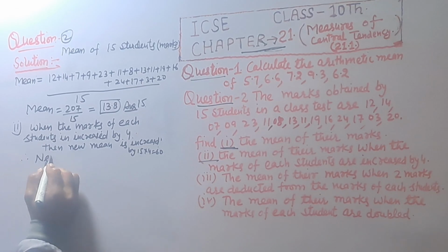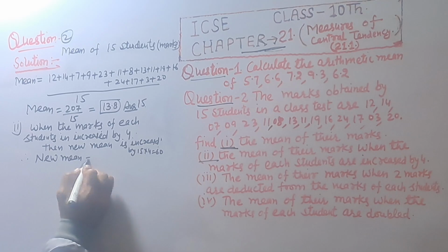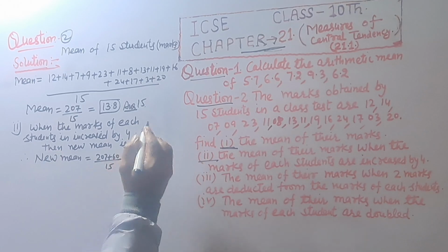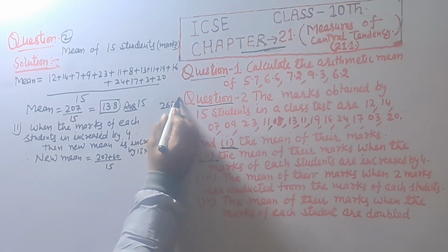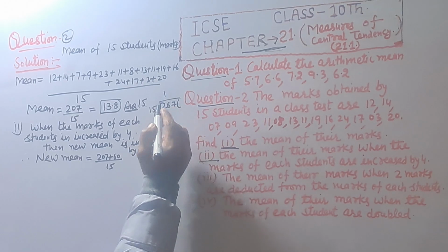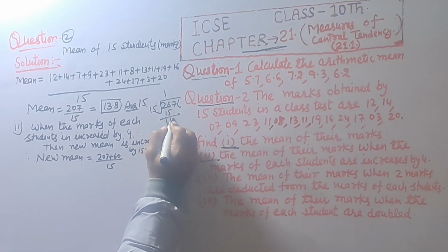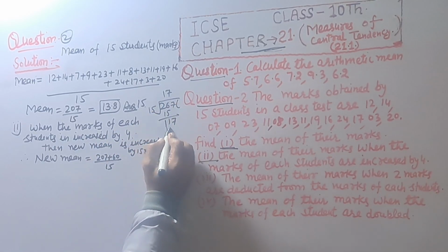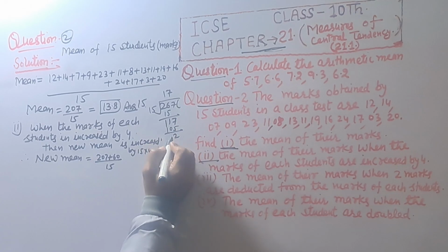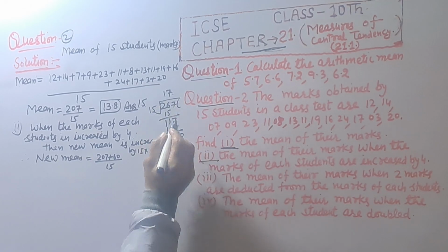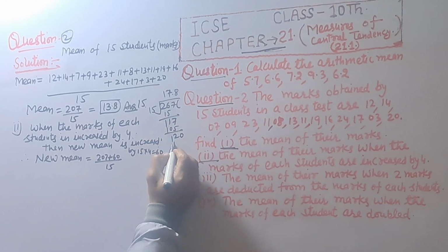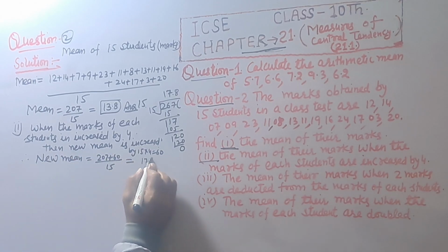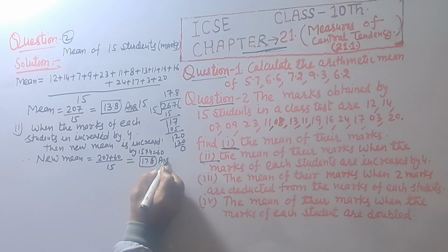So new mean is equal to 207 plus 60 divided by 15, that is equal to 267 divided by 15. 15 ones are 15, 117. 15 sevens are 105, 12.0. 15 eights are 120. So new mean is equal to 17.8. Answer.